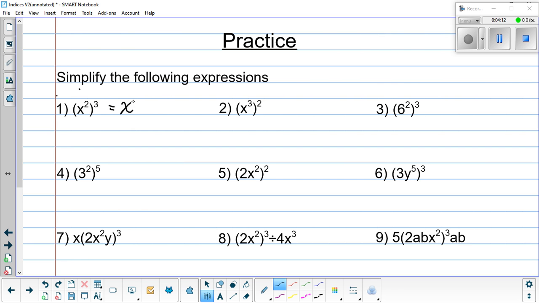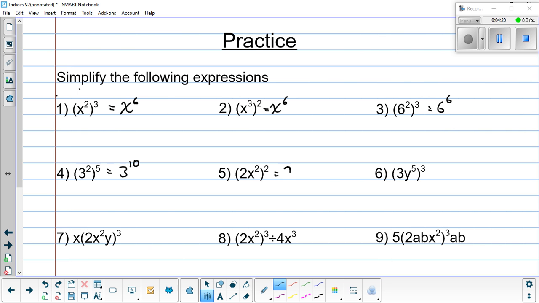Here we're doing x to the 2 times 3. That means x to the power of 6. Here, same thing. 3 times 2 is just x to the 6. So it doesn't matter which way we multiply, but we know that already. Here, we're doing 6 to the power of 6. Next, 2 times 5 is 10, so 3 to the 10.